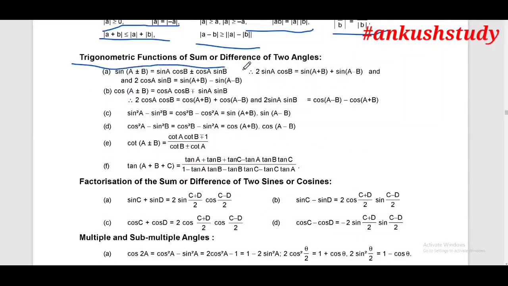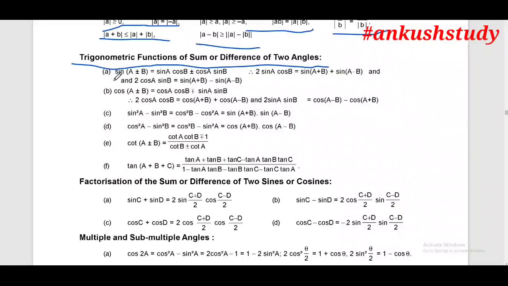And now the trigonometric functions of the sum or difference of two angles. People who make the sums always take the two angles as A and B only, like sin A cos B, so anything will come according to that.